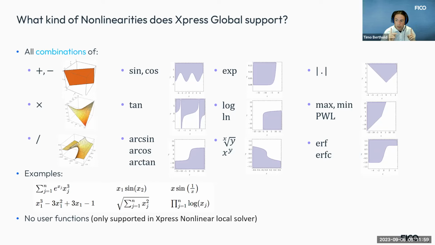There's one important exception. Xpress Nonlinear, the local solver, supports so-called user functions, so black box optimization, where you don't give the function in a closed analytical form, but you implement an oracle that determines whether a given point is feasible or not. Maybe if you're nice, you give it a gradient. So this is still possible in Xpress Nonlinear, but not for global optimization.